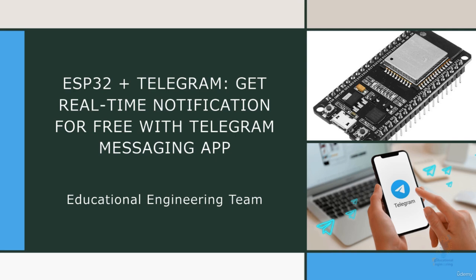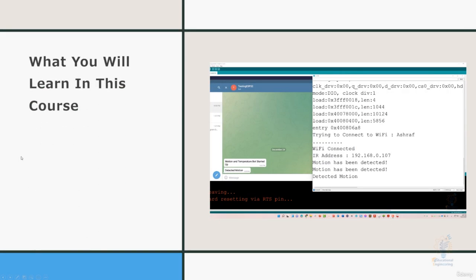Sending messages to Telegram is free. Most Internet of Things or cloud-based services require subscription to allow you to send and receive messages. But in our course, this is not the case. You can get unlimited messages with unlimited data from your ESP to your Telegram app, whether you are on desktop or mobile, for free. Now, let's talk about what you will get in this course.